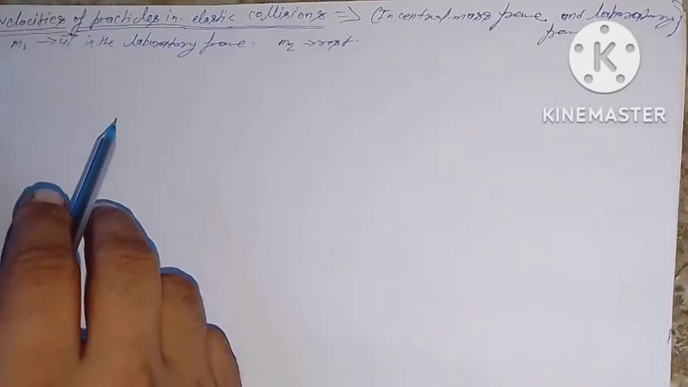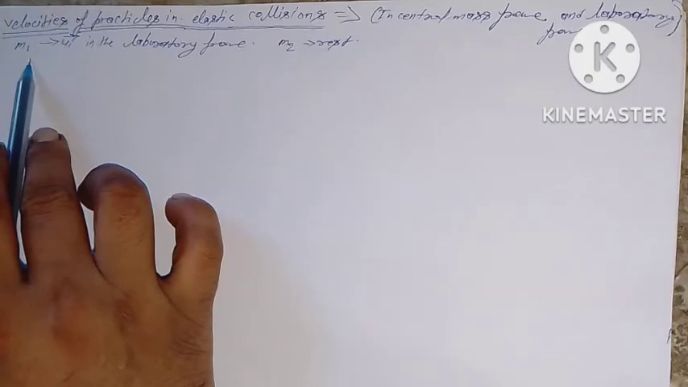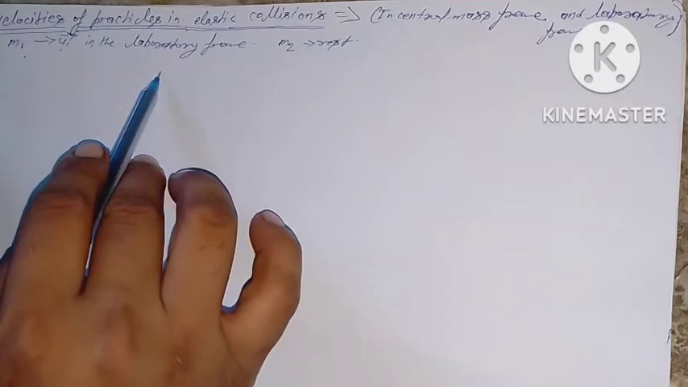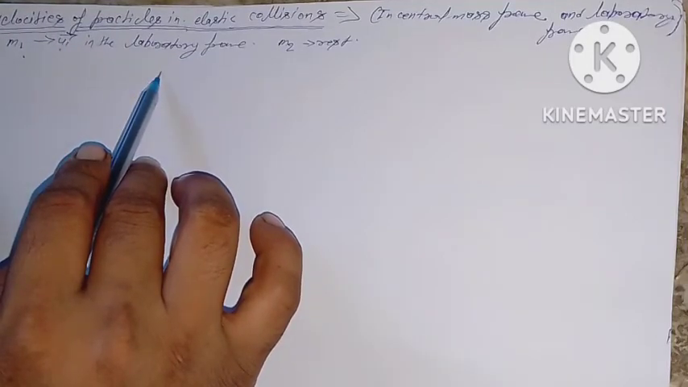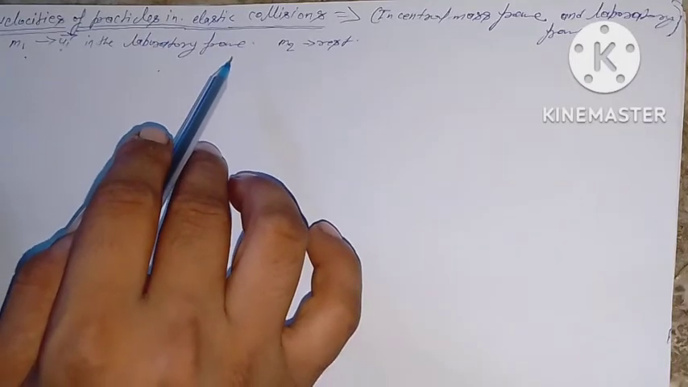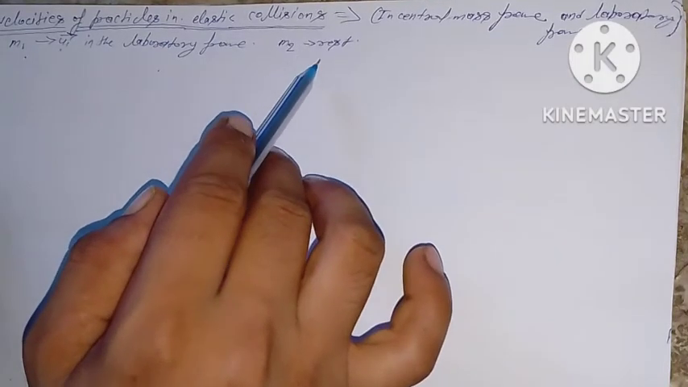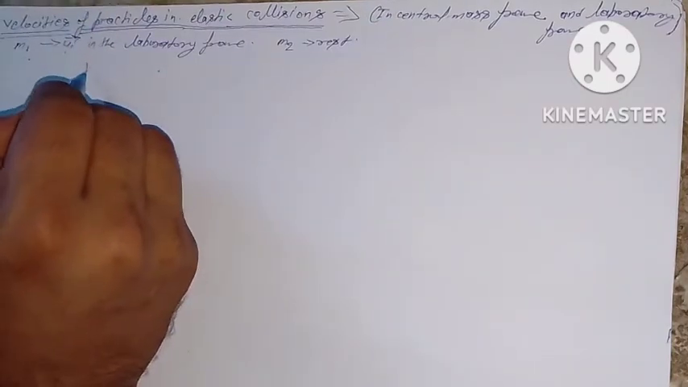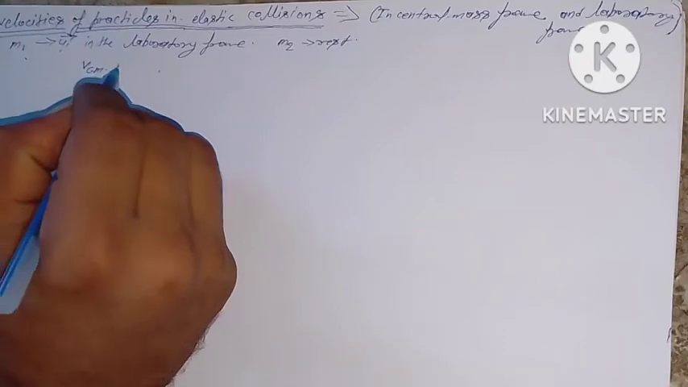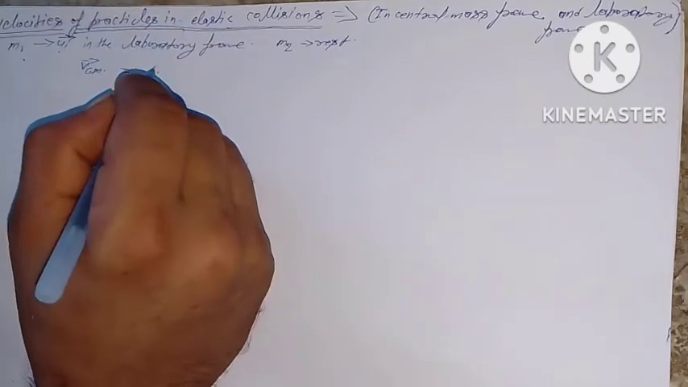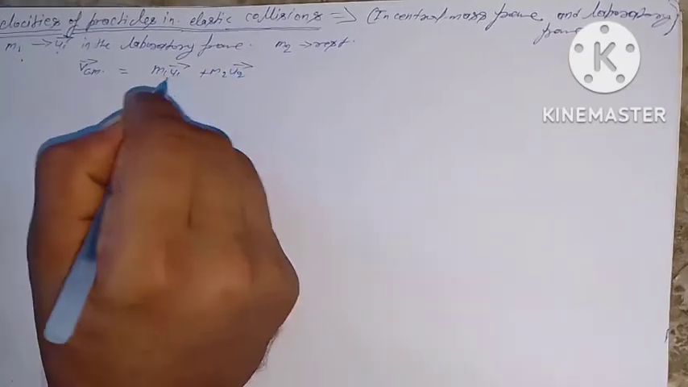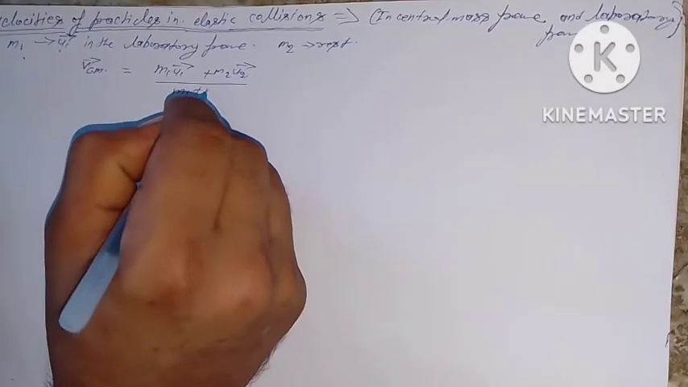Consider a particle of mass m1 moving with a velocity u1 vector in the laboratory frame, and it suffers a perfectly elastic collision with a particle of mass m2 at rest. The velocity of the center of mass system of the two particles relative to the laboratory frame is given by Vcm equal to m1 u1 vector plus m2 u2 vector, upon m1 plus m2.